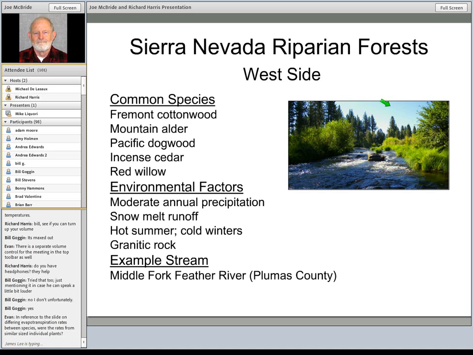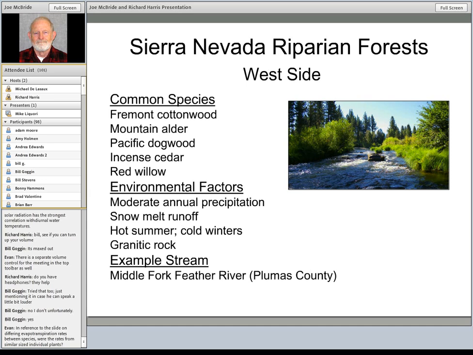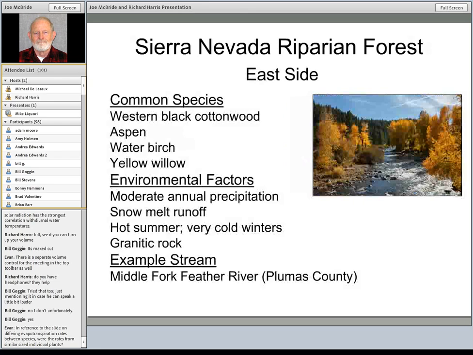The Sierra riparian forests I've divided between west side and east side forests. The west side forests support Fremont cottonwood, mountain alder, Pacific dogwood, often incense cedar, red willow. They're characterized as forests that depend very much, or riparian zones, I should say, upon snowmelt runoff. They have hot summers, cold winters, and usually carved out of granitic rock. Next slide is the east side.